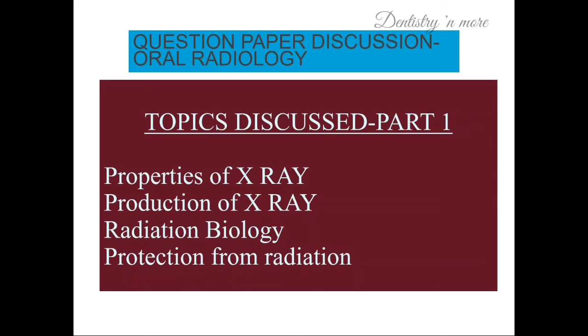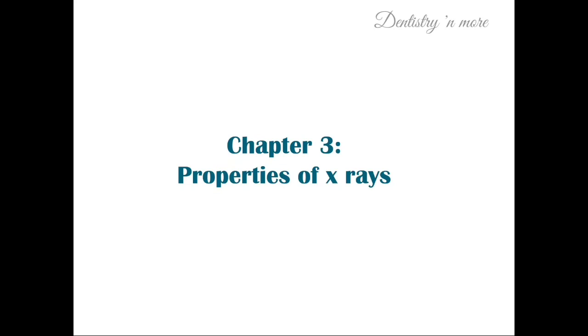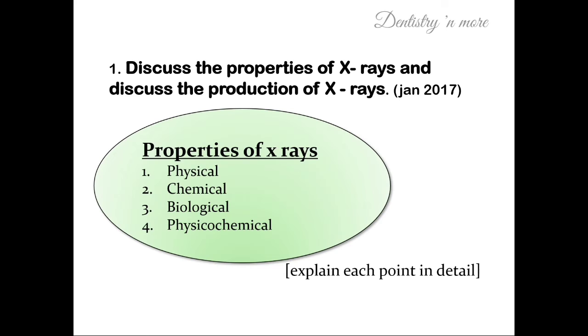So today's topics that are going to be discussed are the properties of X-ray, production of X-ray, radiation biology, and the protection from radiation. Under the chapter of properties of X-rays, it has been beautifully explained in Freny Karjodkar. Once a question is asked in regard to the properties of X-rays, you can refer from Freny Karjodkar. They have divided it into 4 parts, that is the physical, chemical, biological, and physico-chemical properties. So you can explain each of these points that has been given in the textbook itself.